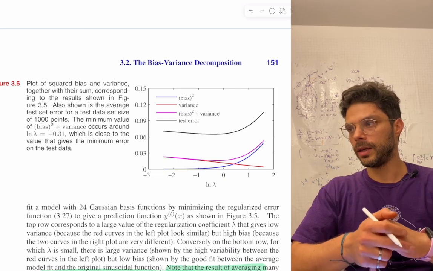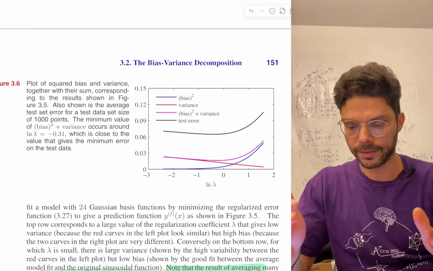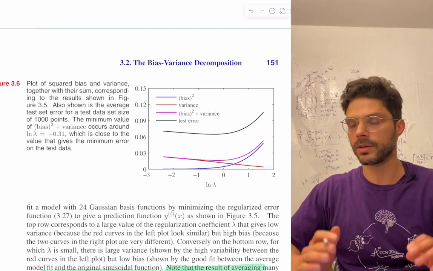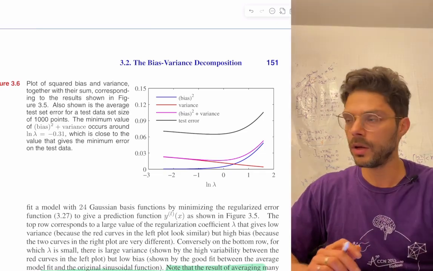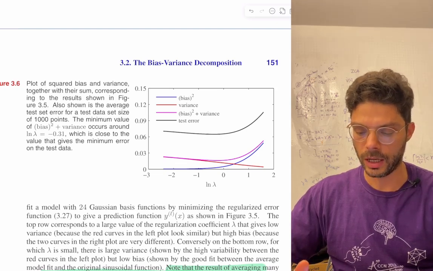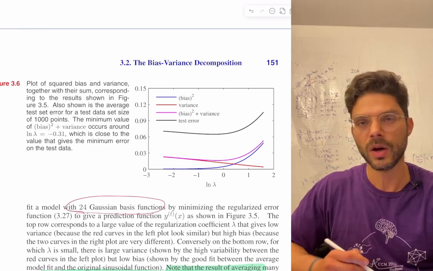Good. Okay, so I think it might be a good time to have a look at the code. So let's switch gears now. The very first thing I wanted to show you is he's talking about his model with the 24 basis functions, what that looks like.